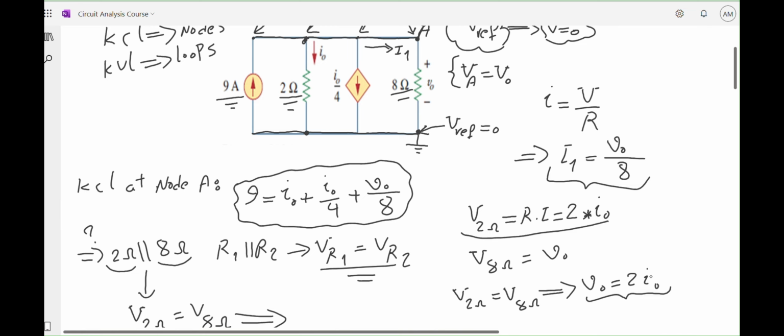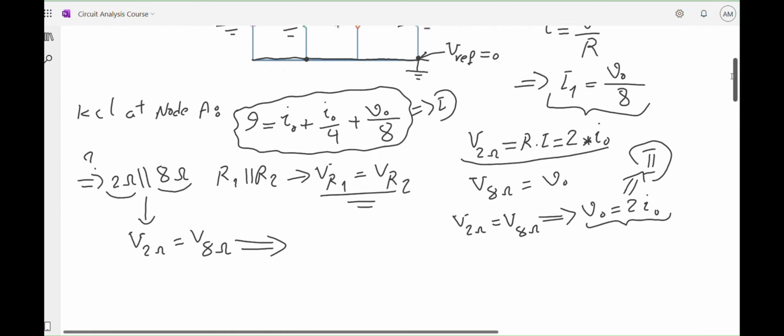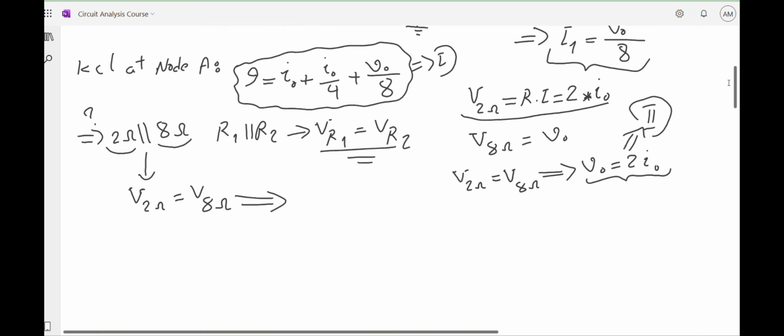That's nice. So I have one equation here, let's call it equation 1, and I have this equation here, equation 2. So if I substitute 2IO instead of VO into equation 1, I guess I can figure out IO. So let's very quickly figure it out. Let me just scroll it down over here.